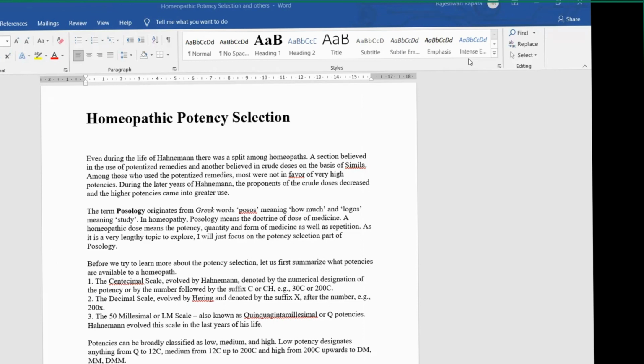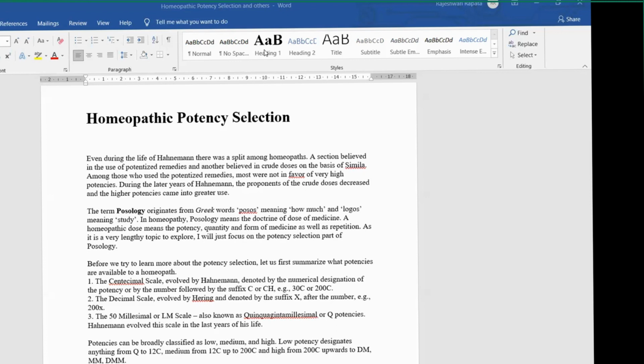During the life of Dr. Hahnemann, there were so many variations of homeopaths. Some of them believed in the use of the homeopathic potencies or remedies, and some people used to believe in the crude doses, on the basis of similium, crude doses in the sense of the very lower potencies. And some of them were not in so much favor of high potencies. But later on, Dr. Hahnemann also insisted on some lower potencies in certain cases and higher potencies in certain cases. So how did this term posology originate?